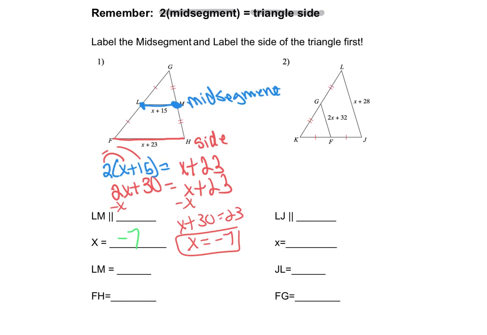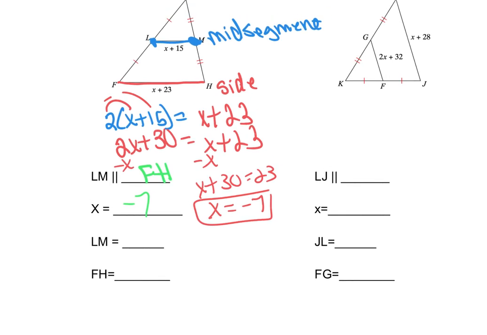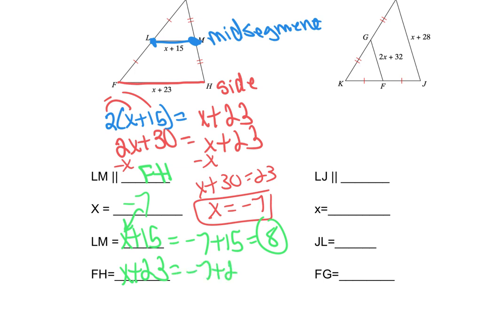Okay, it also asks, LM is parallel to what segment? LM is parallel to FH, midsegment and the side. LM is our midsegment, and LM is x plus 15. Well, we know that x is negative 7, so we'd have negative 7 plus 15, which is 8. FH is x plus 23, so instead of x, we're going to put negative 7 plus 23, which is 16, which makes sense because it takes 2 of our midsegments to equal our side.